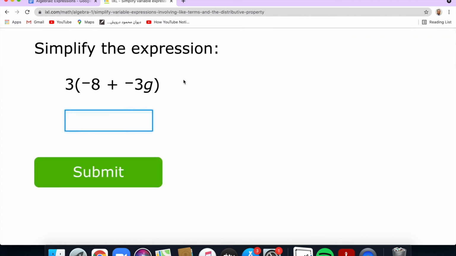In this one, it's not in our lesson, it's the distributive property. So 3 times negative 8, it's negative 24. 3 times negative 3 is negative 9g.